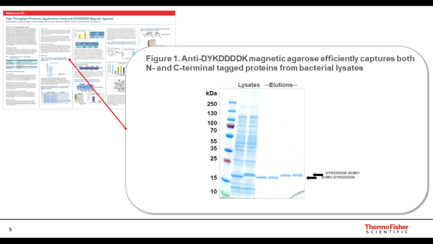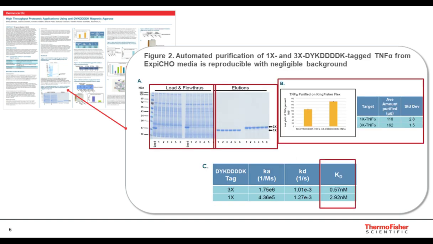Figure 2 shows the purification of 1X and 3X flag tag TNF-alpha from XB-CHO media. Each protein was expressed separately in the XB-CHO expression system, where they were secreted into the media. Purification of the proteins was performed in replicates of 6 on the Kingfisher Flex instrument. 0.4 mL of clarified media was incubated with 50 microliters of settled beads for 1 hour. The beads were washed and then eluted with 0.1 molar glycine at pH 2.8.